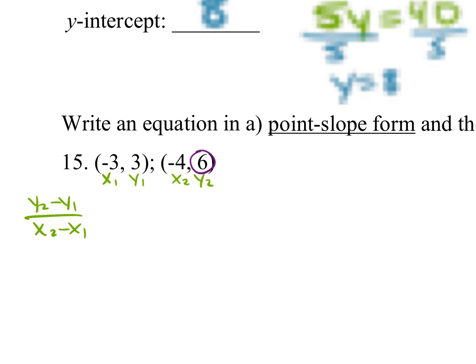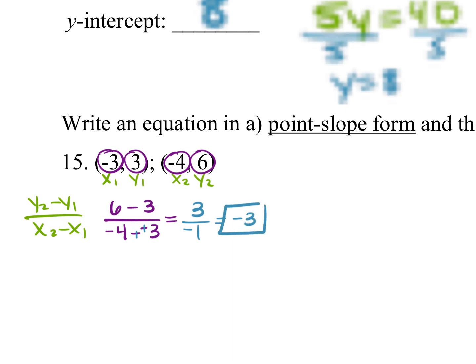So plug that in. 6 minus 3 over negative 4 minus a negative 3. Okay, now simplify that. So 6 minus 3 is 3. Negative 4 minus a negative is plus a positive. So negative 4 plus 3 is negative 1. And then if you simplify that, that just becomes a negative 3. So that's your m. That's your slope.